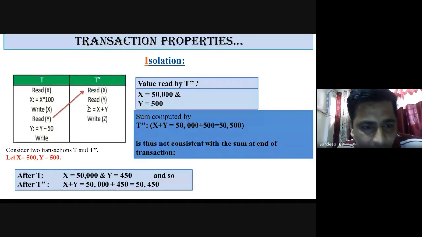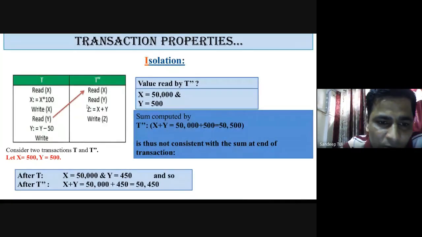T double dash will be executed after T dash only. It has been specified initially, so until T dash is completed, T double dash will not start. But I have taken a specific instance: suppose T double dash has initiated after the read statement. I just want to explain with that the meaning and requirement of isolation. If T double dash initiates in between the transaction T, the values that should be there are not there. So in that case, we require isolation.